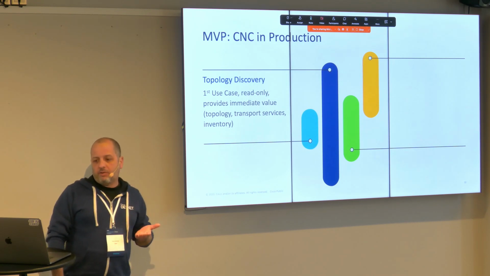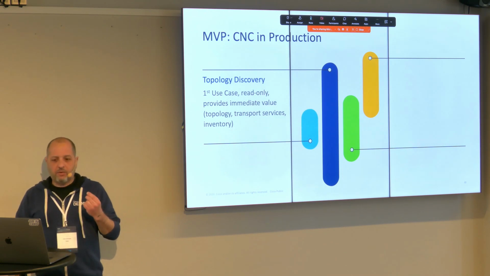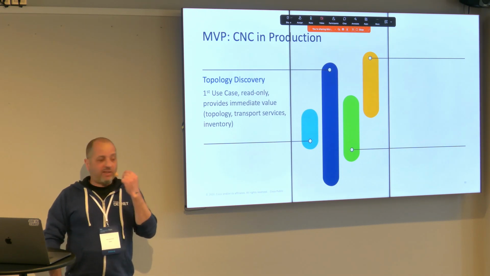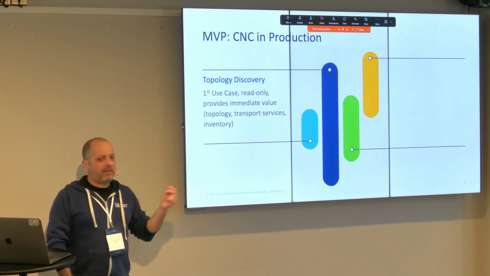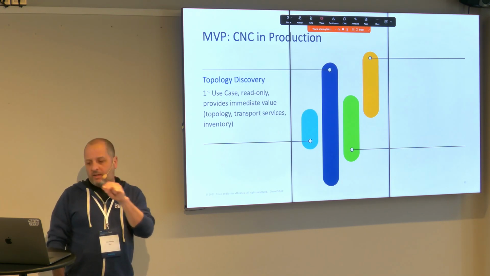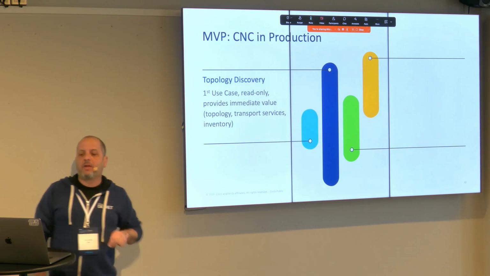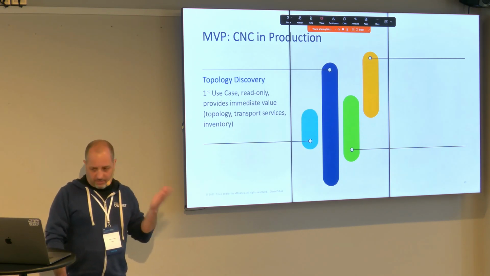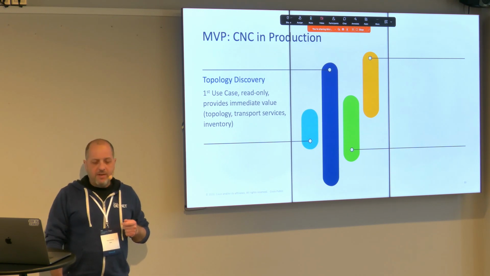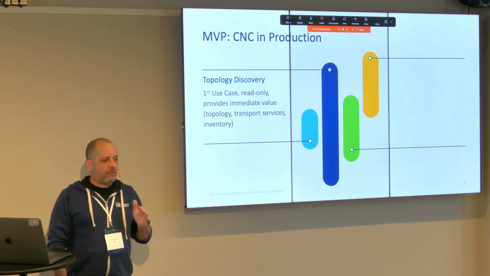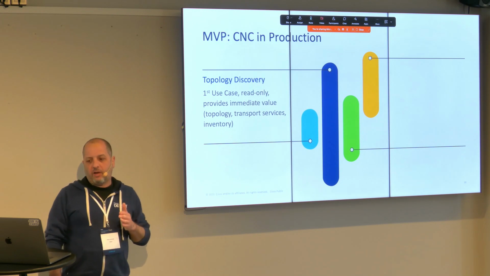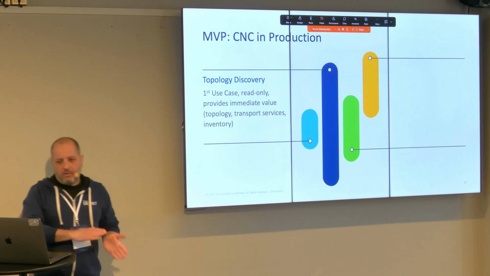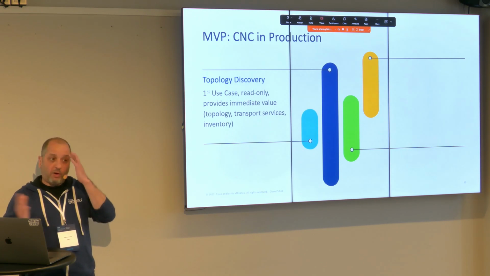It is a read-only use case and provides immediate value because you can see the IGP topology, you can see what transport services are running in the network, and which physical path they take. You can have an inventory of the network devices with the deep inventory capability coming in 5.0. And this already on its own provides a lot of value. Then once you have started familiarizing yourself with the platform, you can build more complex use cases.